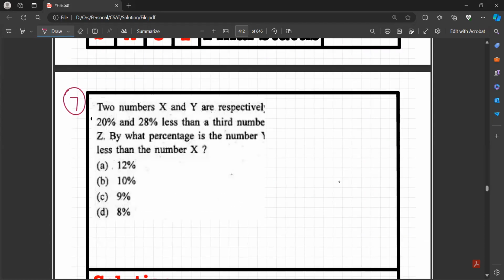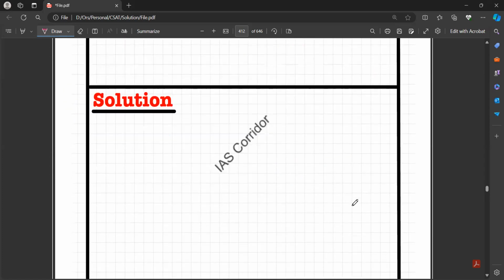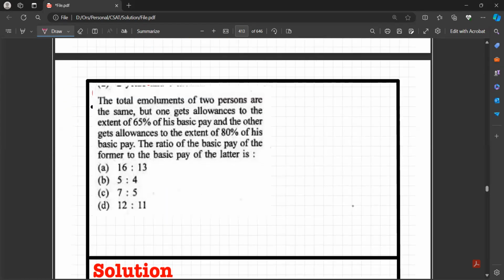Two numbers x and y are respectively 20% and 28% less than a third number. Let us assume the number to be 100. X becomes 20% less, that is 80. Y becomes 28% less, that is 72. By what percentage is y less than x? It is short by 8. 8 is what percent of 80? 10%. So the answer would be 10%. Got it? Proceeding to the next problem, question number 8.